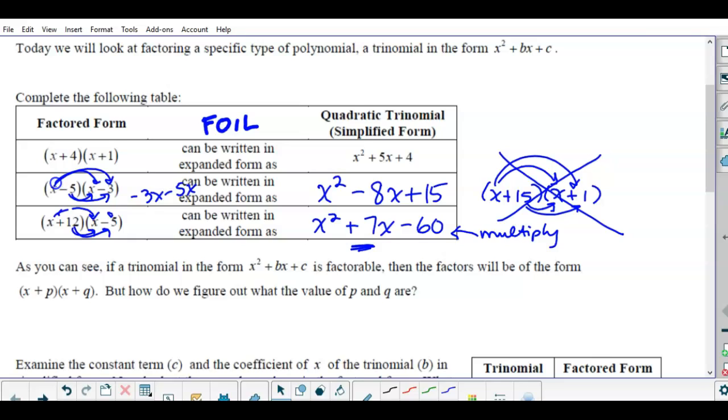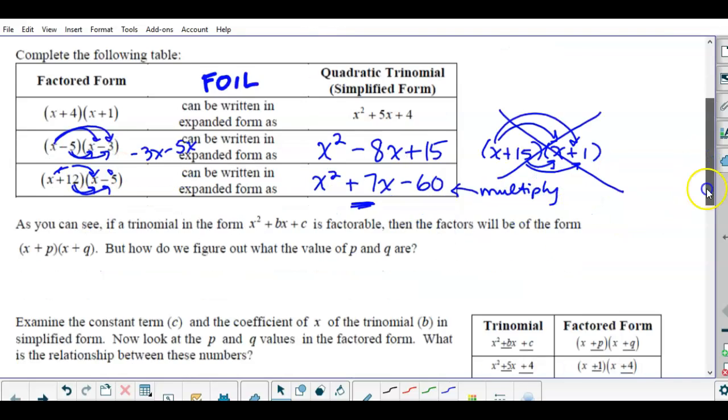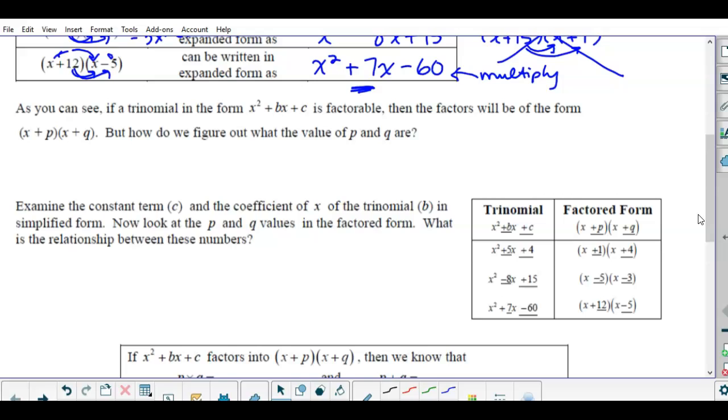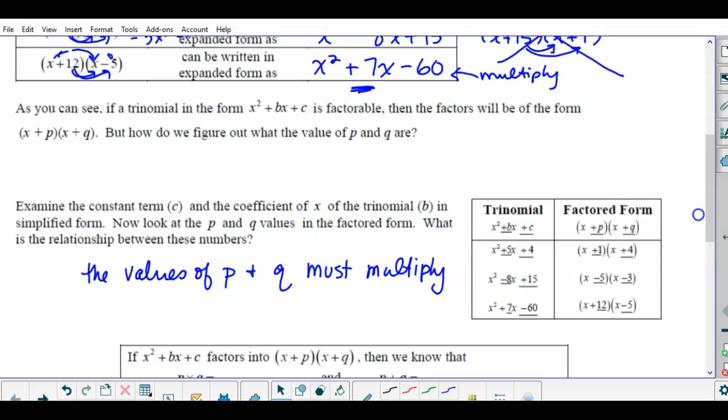So how do we figure out the value of P and Q? As I just said, we want to look at here the constant term. Okay? So 4 we found by 1 times 4. 15 we found by negative 5 times negative 3. Negative 60 was 12 times negative 5. And then they added to those coefficients. Okay? So the values of P and Q must multiply. We're going to write it out in words. I've summarized it, but I want you to write it out yourself.